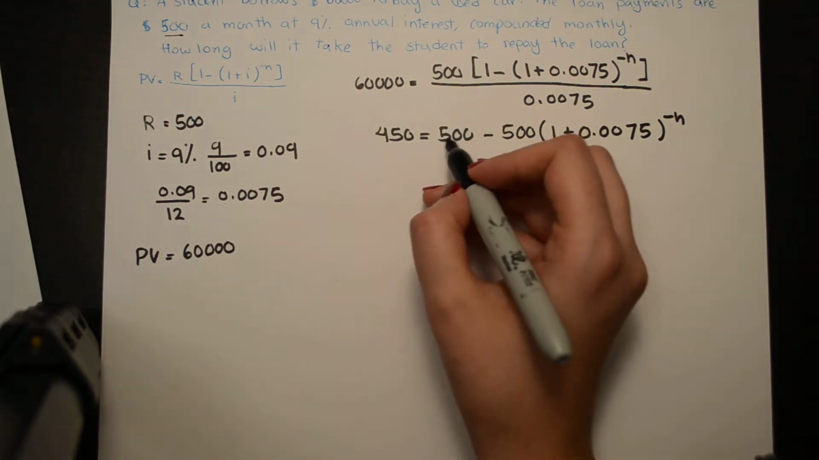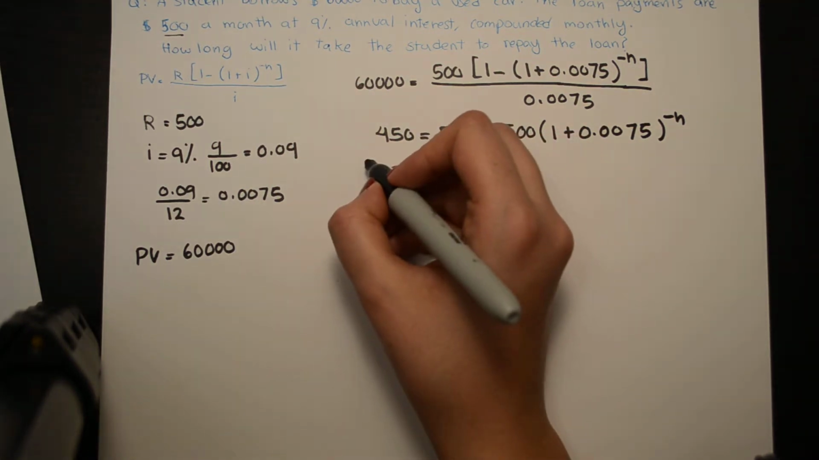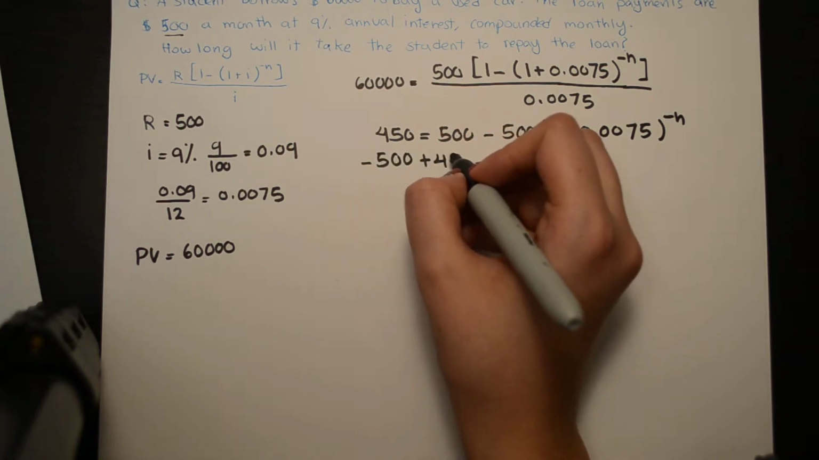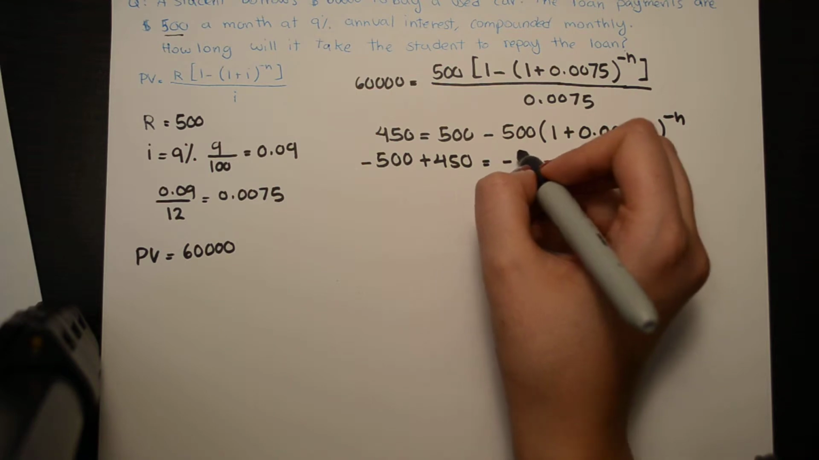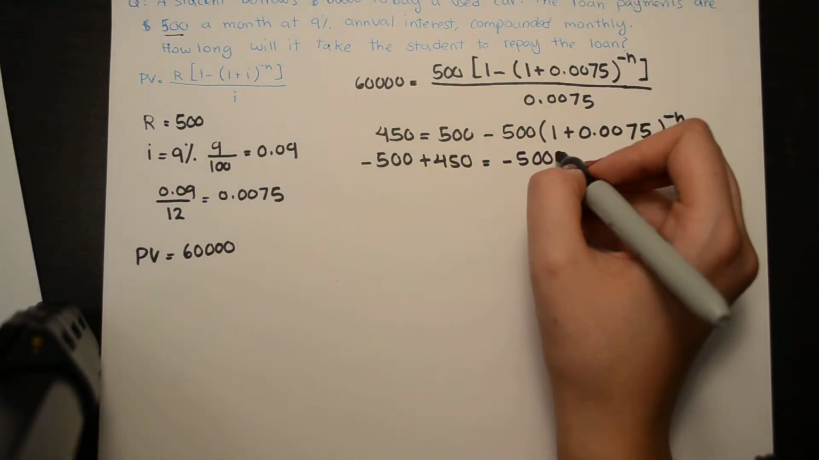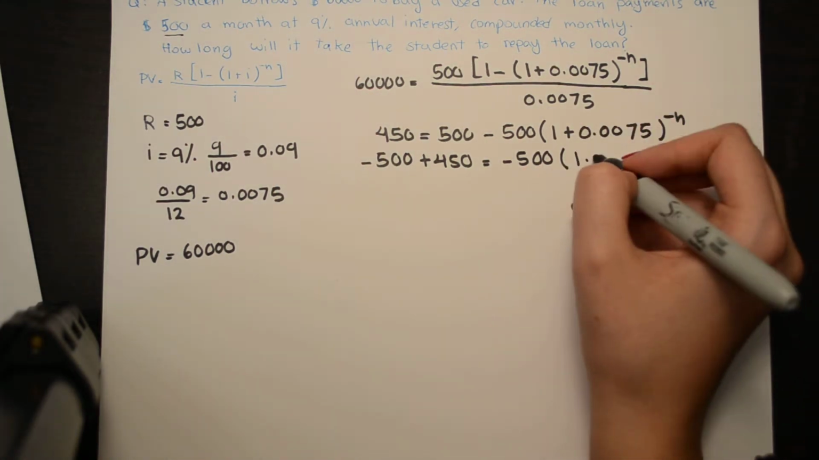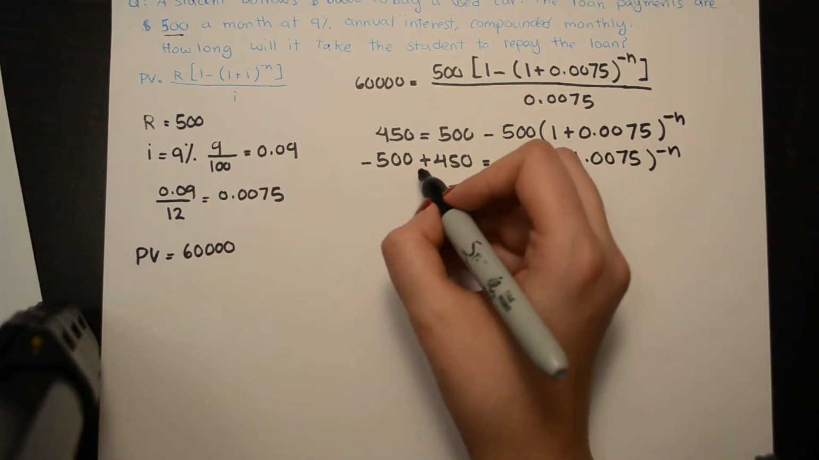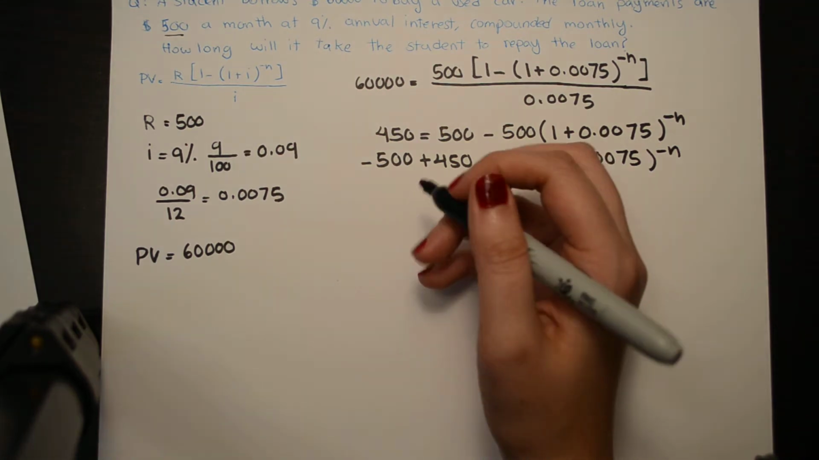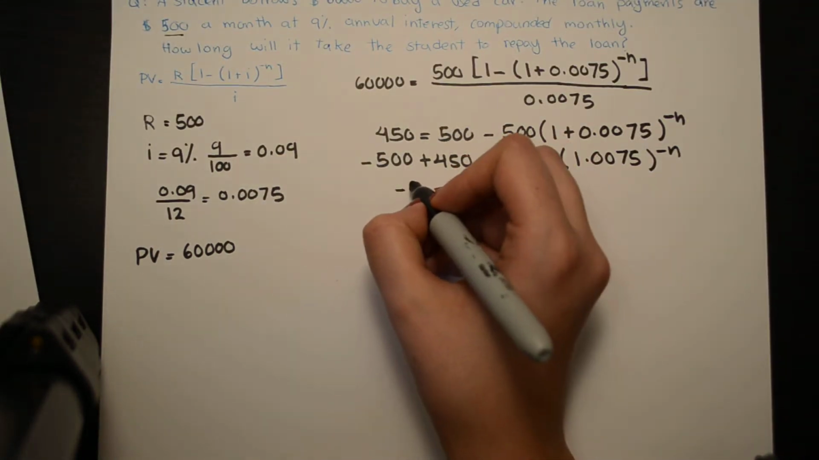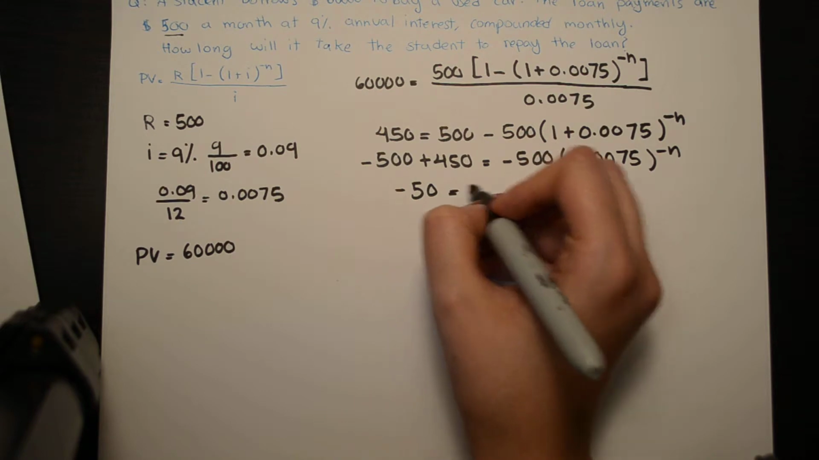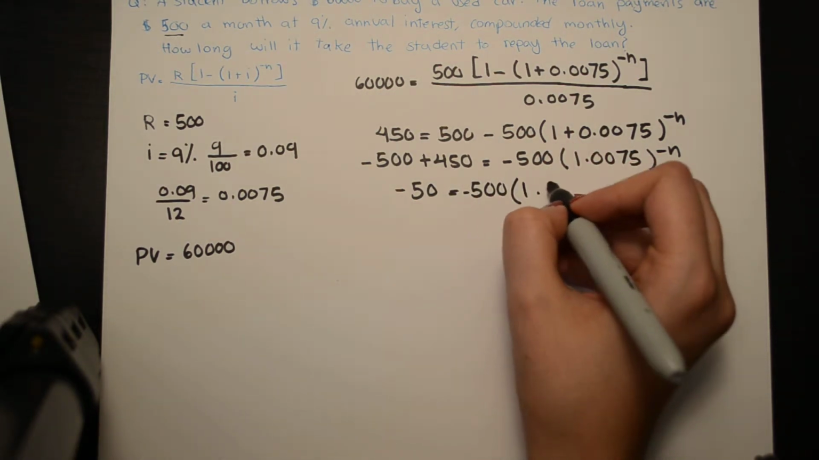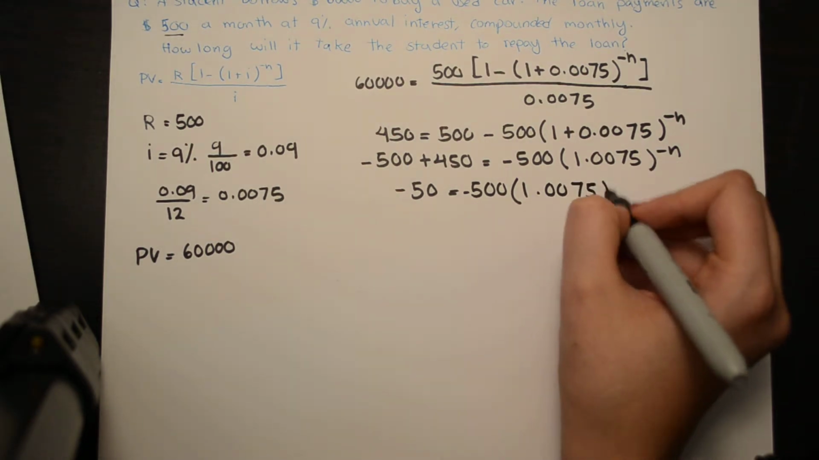Then we bring 500 to the other side and write negative 500 plus 450 equals negative 500, and we can also write this as 1.0075 to the power of negative n. If we subtract this, we will get negative 50 equals negative 500 times 1.0075 to the power of negative n.